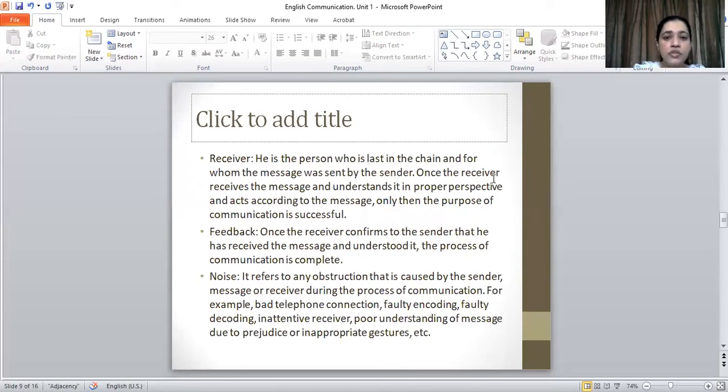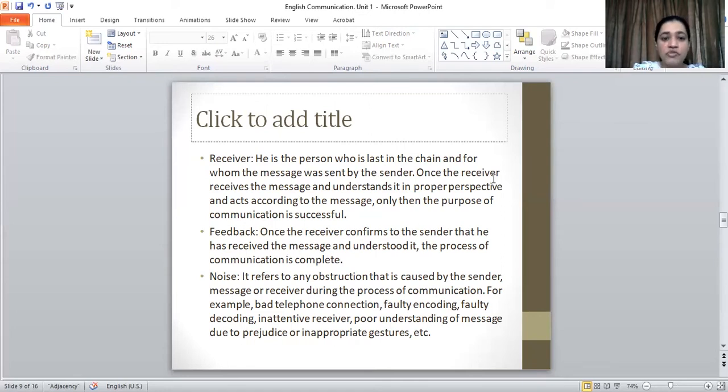The receiver, of course, is the person who is last in the chain and for whom the message was sent by the sender. Once the receiver receives the message that is sent by the sender and it is understood in its proper perspective, we expect the receiver to act according to the message, and only then is the purpose of communication successful. Feedback is the next important stage. Once the receiver confirms to the sender that he has received the message and understood it, the process of communication is complete. So this means that we expect a reaction, and a message from the receiver who says that, yes, I did understand what you were trying to ask or tell me or ask me to do. That is the complete process then.